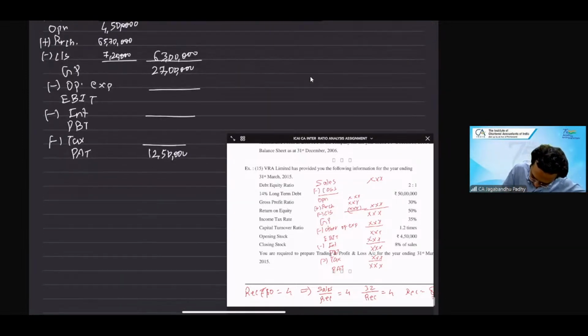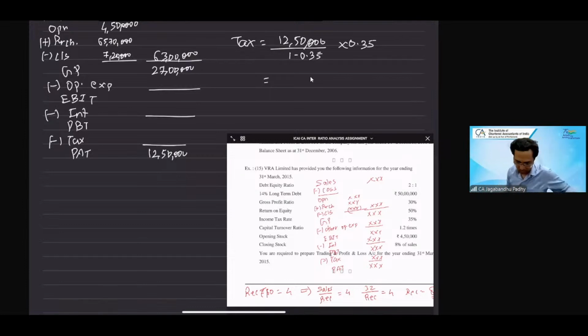So what will be the tax amount? Tax amount will be 12,50,000 divided by 1 minus 0.35, into 0.35, right? Because that 12,50,000 is after deduction of 35% tax. So 6 lakh, yeah, 6 lakh.